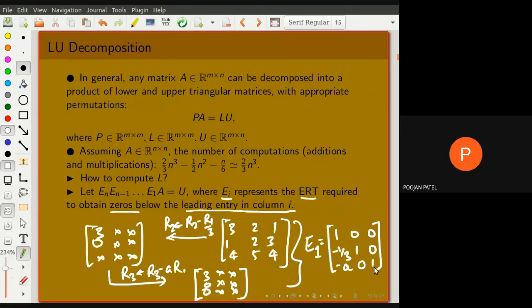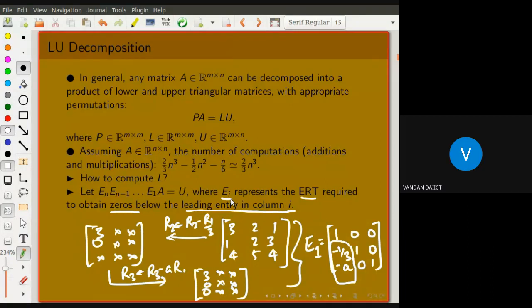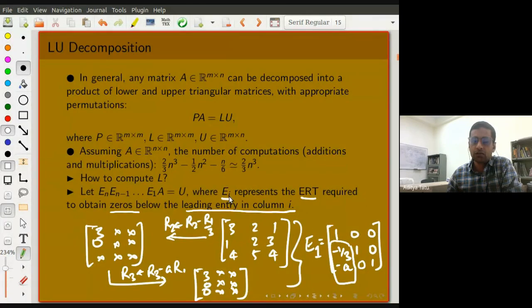Try to observe that in each Ei, in this example in E1, you would have non-zero or non-identity entries only in the first column. Why? Because we are interested in bringing zeros in the first column. Similarly, Ei would have entries which are different from an identity matrix only in column i. And Ei is going to be enough to bring whatever number of zeros we need in column i.